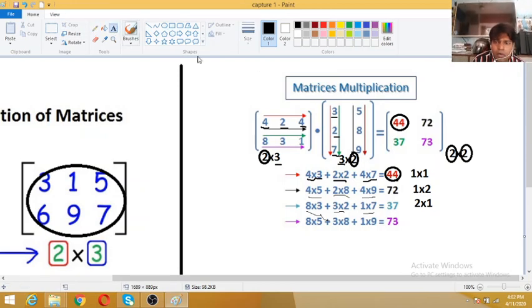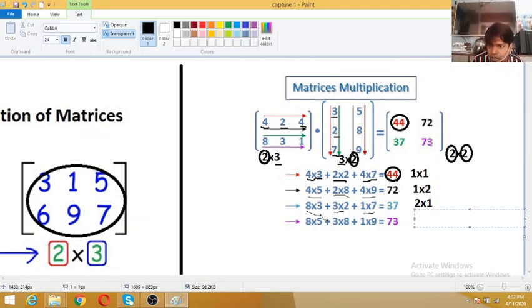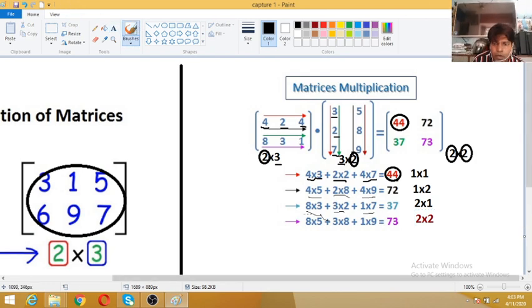Same way now you can guess how to get 73. So 73 is the fourth element, but what is the address? It is in the second row, and also in the second column. That means it is giving you the hint that you have to multiply the second row with the second column. So it is 8 into 5, then 3 into 8, and 1 into 9. Is that clear? 73, and this is your number.